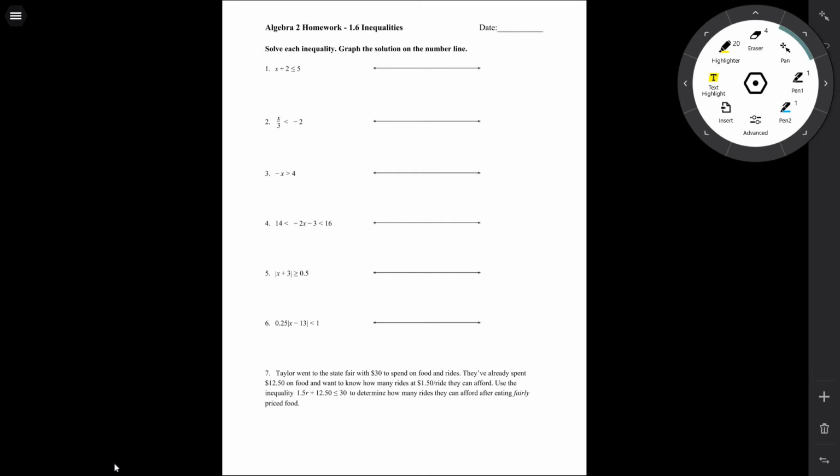Hello everyone. Welcome to Algebra 2 Homework 1.6 Inequalities. Just going to jump through the homework so you can follow along if you need to iron out some of these problems here. So let's jump right into it.